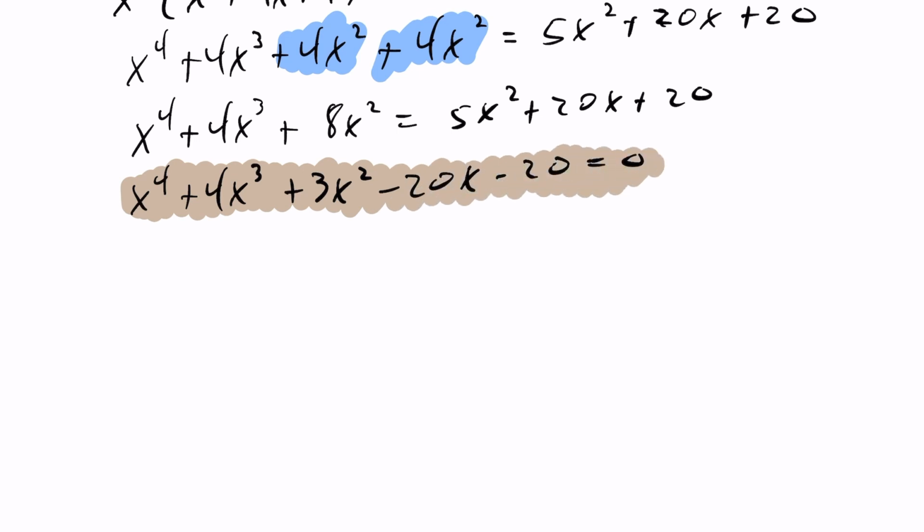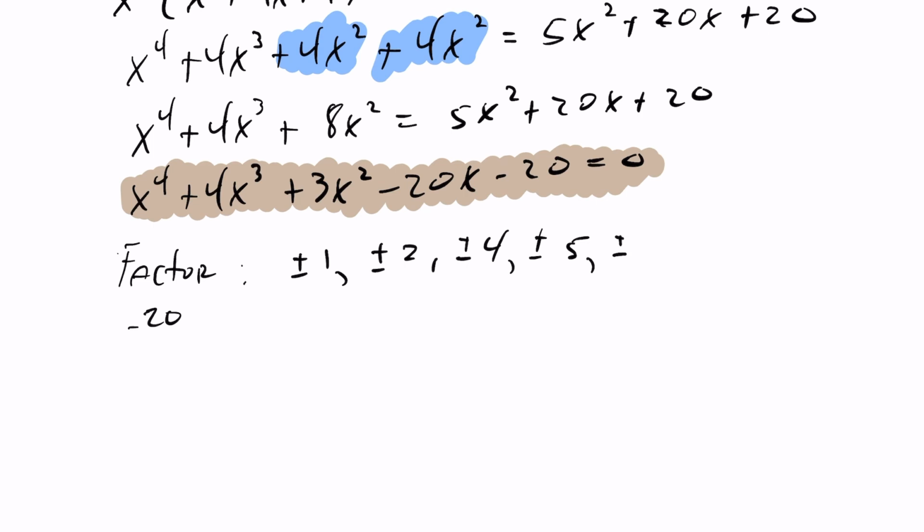We're hoping to get ourselves in a situation where this polynomial has a rational root. So I know by the rational root test, if this polynomial does have a rational root, it'll be a factor of this negative 20. So if you write down the factors of negative 20, we have what? Plus or minus 1, plus or minus 2, plus or minus 4, plus or minus 5, plus or minus 10, and plus or minus 20.